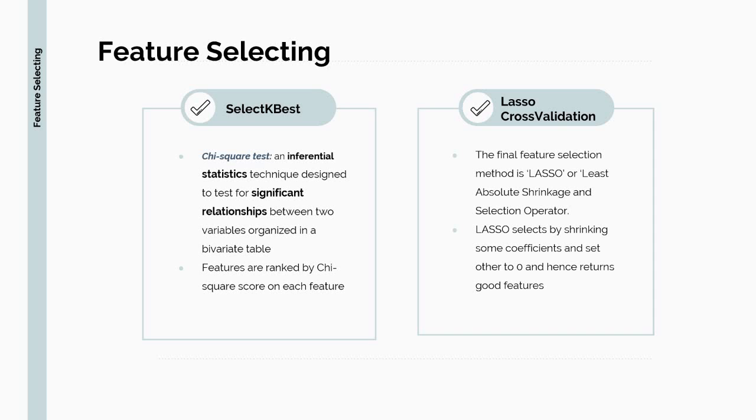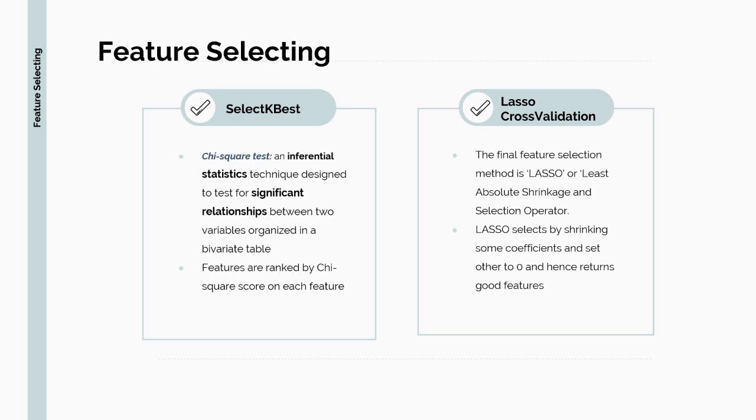Feature selecting. There are three feature selection methods that we use in this project. The first is called select-k-best. Select-k-best uses the chi-square test, which is a statistical test designed to test the significant relationship between two variables. The features are then ranked by chi-square score for each feature.